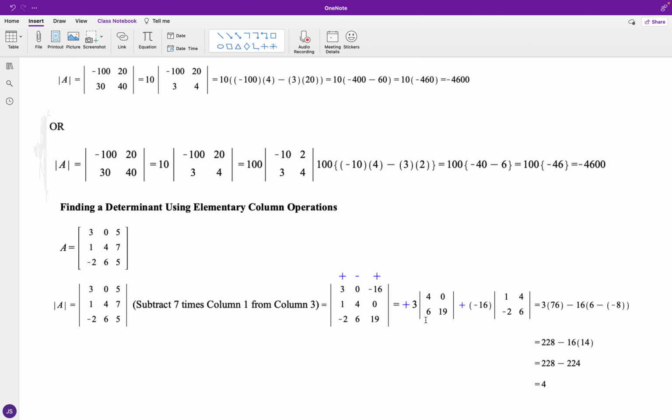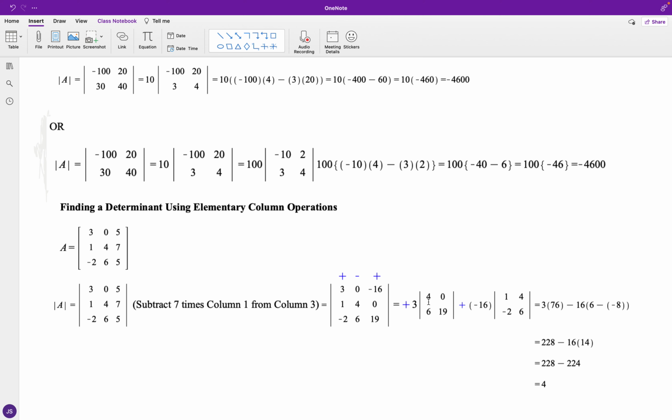So I'm going to have 3 times the 2 by 2 determinant, where we have 4 and 0 at the top, 6 and 19 at the bottom. And we have minus 0, so that doesn't do anything for us. And then for the last column, you have plus negative 16 times the minor of the first row, last column. So you have left exposed 1 and 4 at the top, negative 2 and 6 at the bottom.